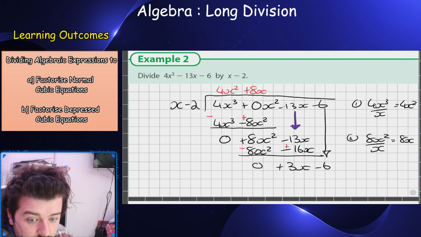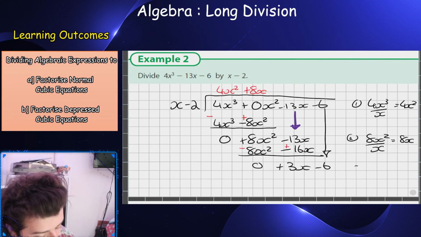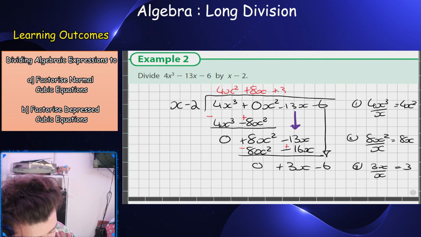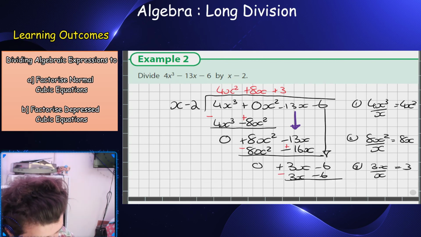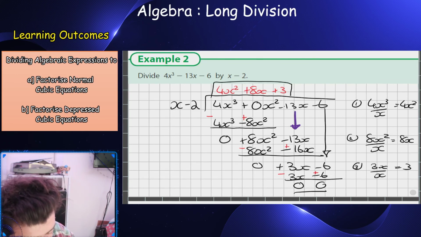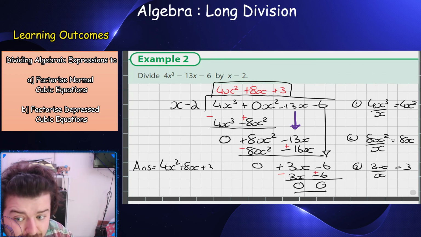And then I do the final step here. 3x divided by x is 3, so I put the positive 3 up on top. 3 times x is 3x. 3 times minus 2 is minus 6. That's going to go a minus, that's going to become a plus. 0, 0, and I have a 0 remainder. So therefore, my answer is 4x squared plus 8x plus 3.